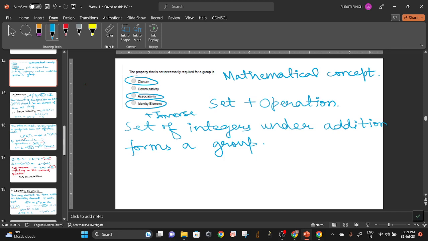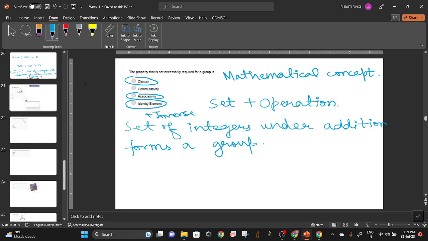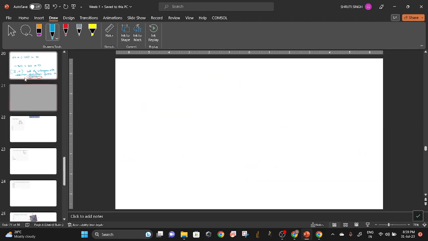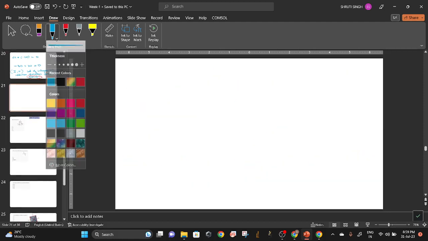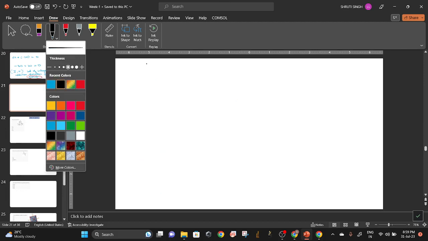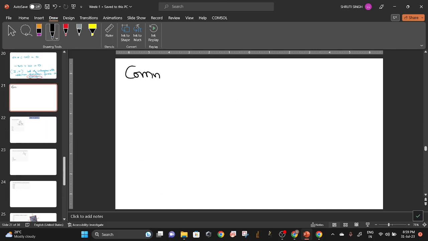But what I did not tell you is the commutativity. I think we have studied these things in 6th or 7th class maths, but let's revise again. Commutativity is not a necessary property of a group. If a set is not commutative, still it can be called a group if it is following the other four properties. Okay, now what is commutativity?